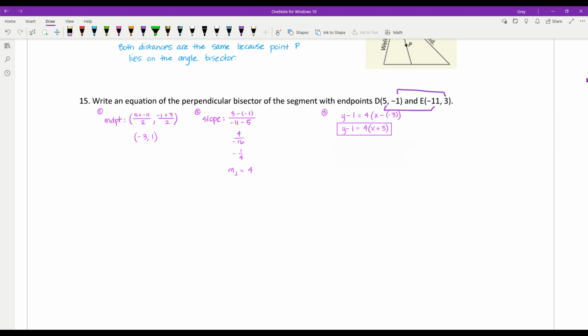That is an acceptable way to leave it, even in Delta Math. But if you have to go to slope-intercept form, if that's what you wish to do, then you would distribute: y minus 1 equals 4x plus 12, and then bring the 1 over, and that's y equals 4x plus 13. Delta Math will accept either one of those. This one's a lot less work, easier to do, and if you can do it, save yourself some time. So that sums up our perpendicular and angle bisectors.